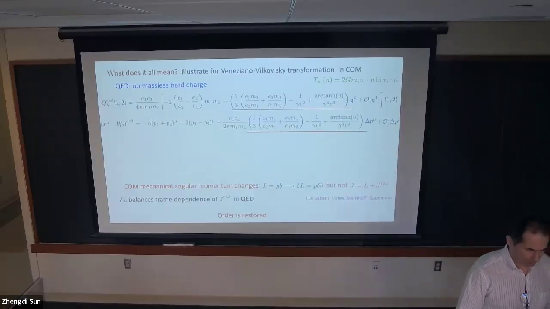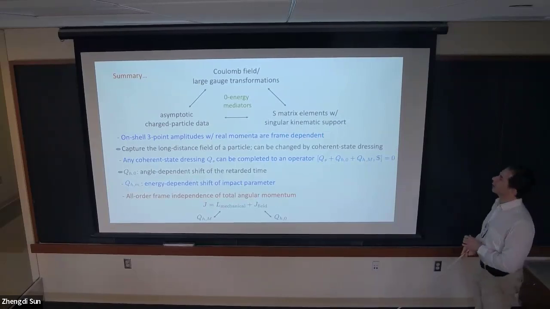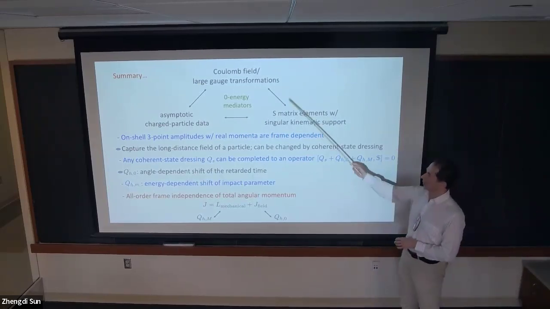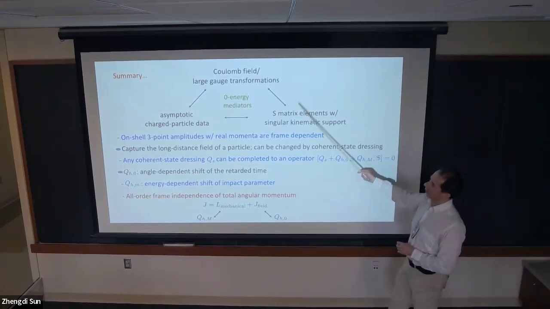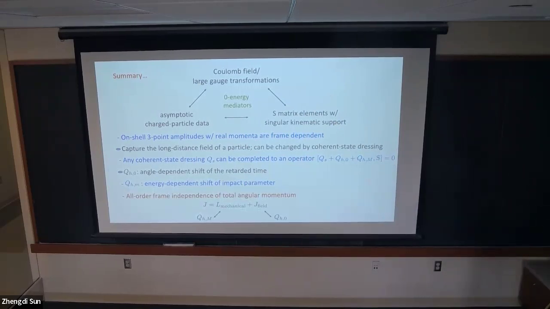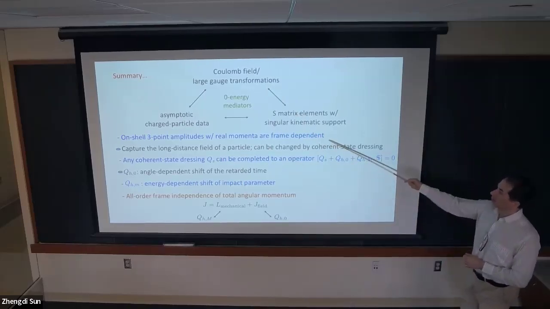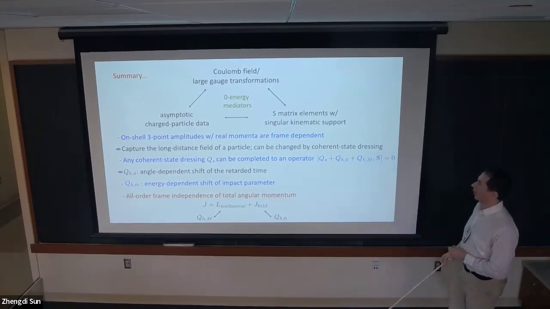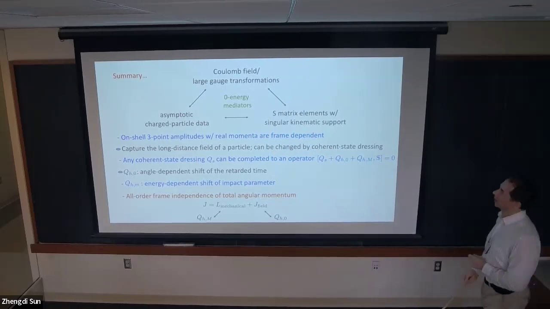But all right, this brings me to the last 3 minutes of my time here and the last few slides of my talk. I filled your ears for the last hour or so with 3 stories about zero energy mediators, Coulomb fields, asymptotic charged particle data, and S matrix elements with delta function support. I hope I convinced you that they are very much related to each other. 3-point amplitudes with real momenta and on shell are frame dependent. They capture the long distance field of a particle, which can be changed by coherent state dressing.